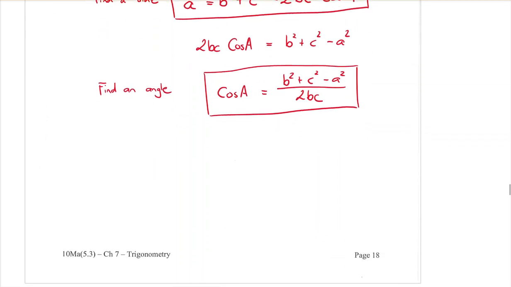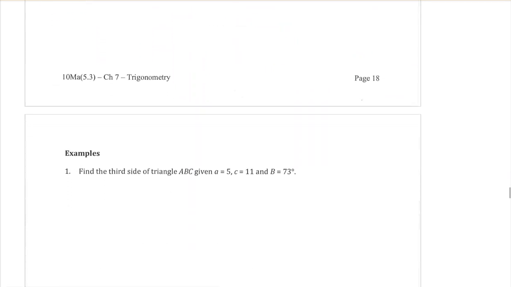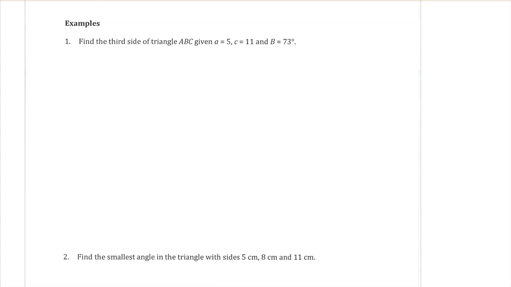More or less. Okay, so there's just 2 questions on the next page. First one: find the third side of a triangle. The triangle is ABC. Now, the diagrams aren't to scale, but it is helpful to have one. So here we go, A, B, C. It says little a is 5, which means across from capital A has to be the 5. Little c, across from capital C, is 11. And capital B, which means it's an angle, is 73 degrees.